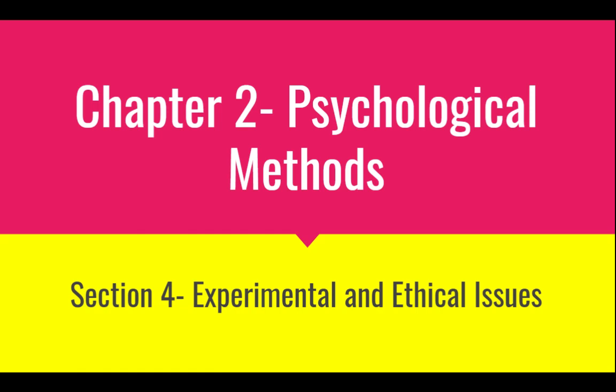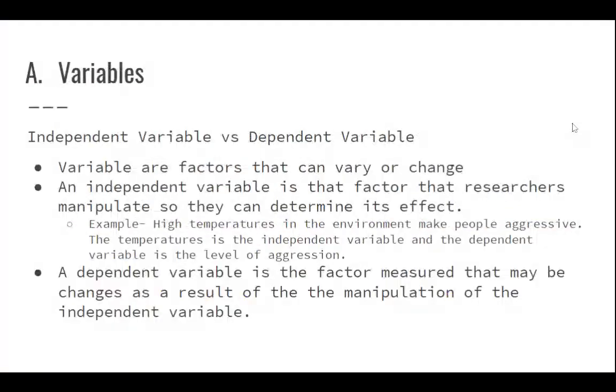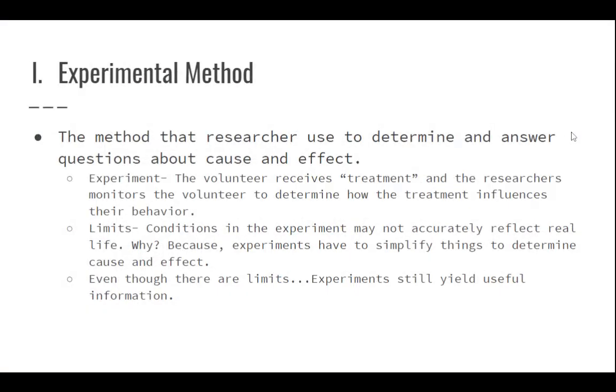All right, now let's talk about experimental and ethical issues and wrap this chapter up for the week. All right, so experimental method is a method that the researcher uses to answer questions about cause and effect. In an experiment, the volunteer is going to receive a treatment, and the researchers are going to monitor the volunteer to determine how the treatment influences their behavior.